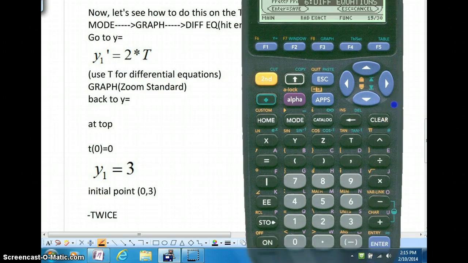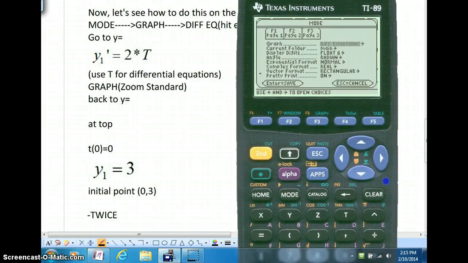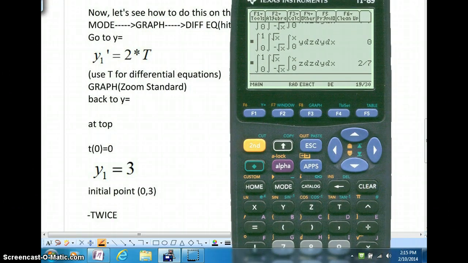Hit that right arrow. You have the option of going to differential equations. Hit enter. You can see I've now selected it. You have to hit enter one more time as if to say pretty please. And there you go. Now, thank goodness, we are ready to graph differential equations. How? Well, as always, we want to go to y equals. The 89 is a little bit different. The y equals is right above the F1 button in green, so let's hit green diamond F1.